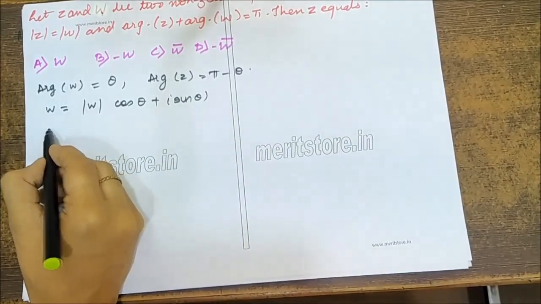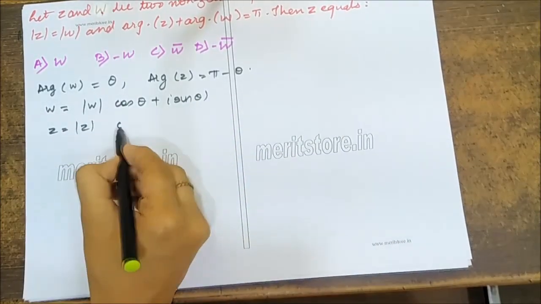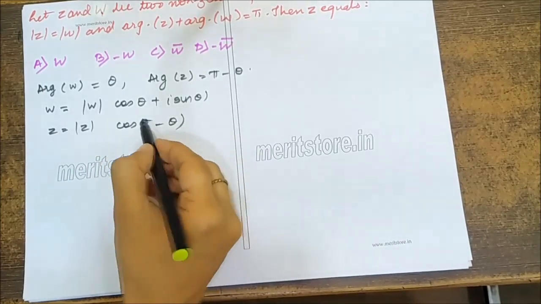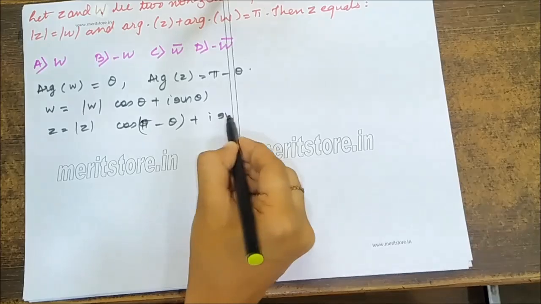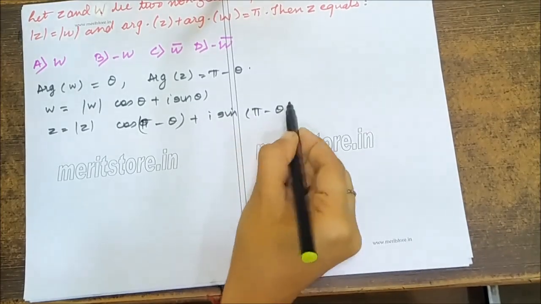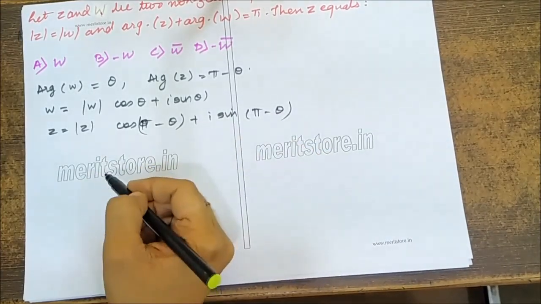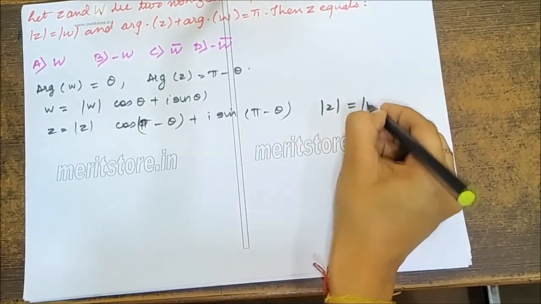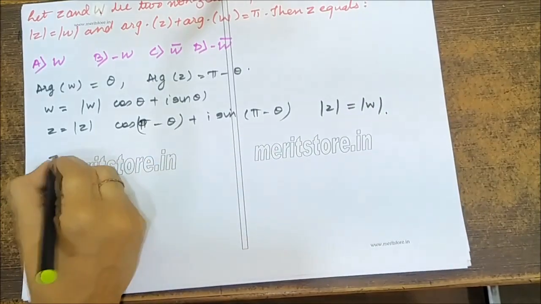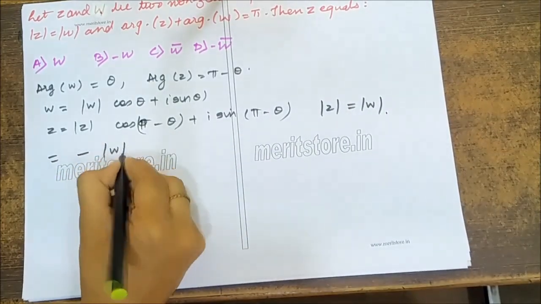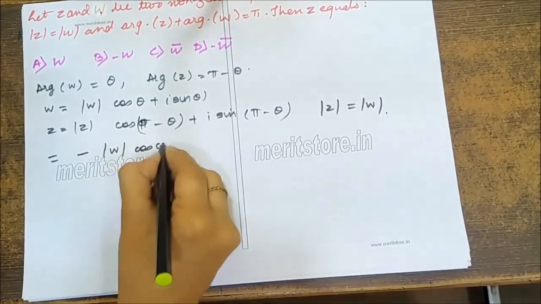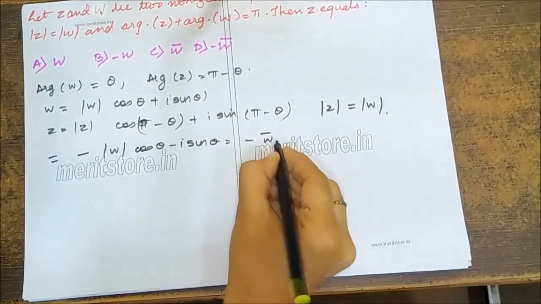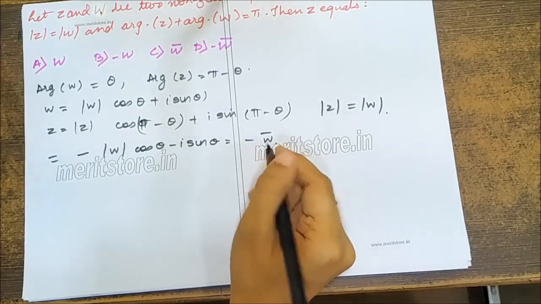And similarly for z, I'll write it as cos of pi minus theta plus i sin of pi minus theta. When you solve both these equations and when modulus is given for both, what you get is minus cos theta plus i sin theta is equal to minus w bar. The answer is D.